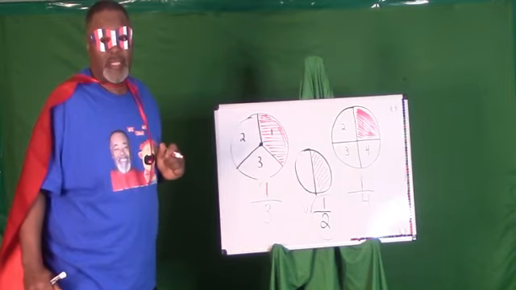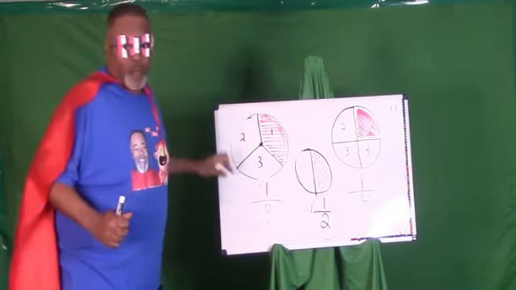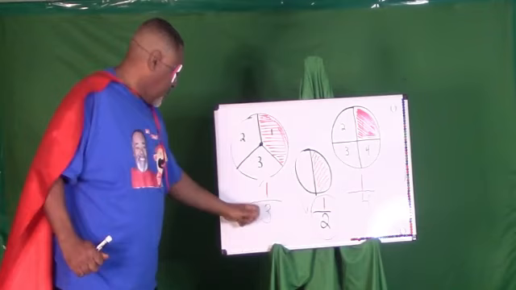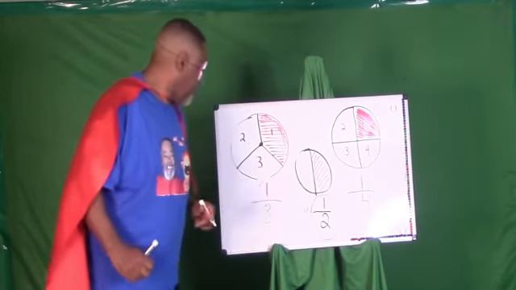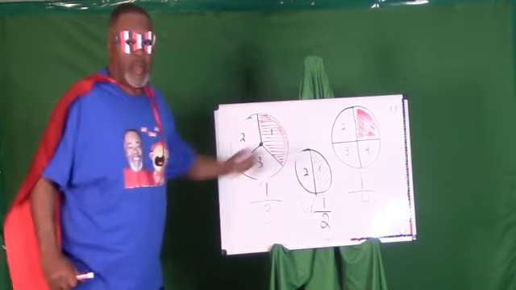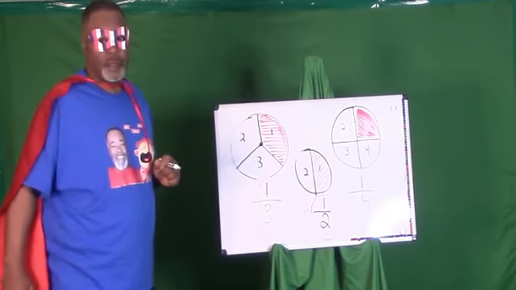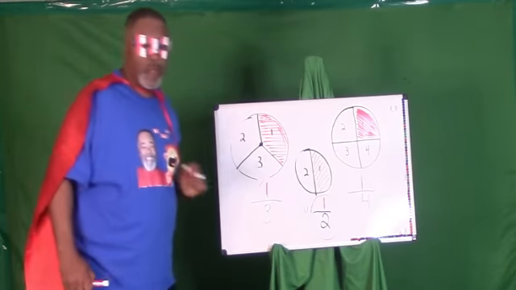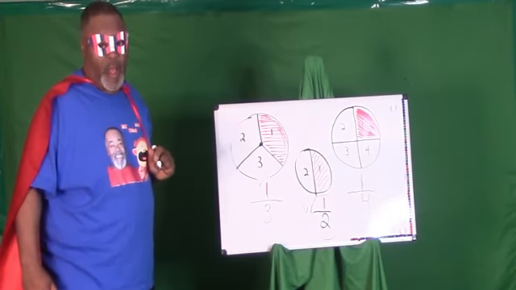And the denominator says how many equal parts is it cut into. So again, if this was a round pizza and we cut it into 3 equal parts, that's the denominator. In this one we took a round pizza and we cut it into 2 equal parts. And in this pizza, we took a round pizza and we cut it into 4 equal parts. And we noticed something, didn't we? We noticed that the smaller the denominator, the bigger the slice of pizza it looks like.